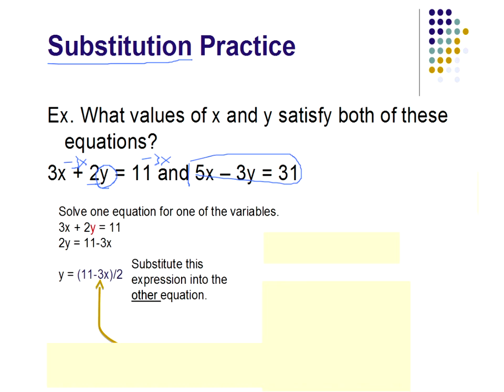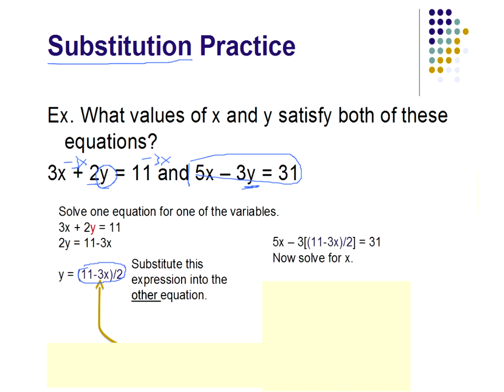You're like a dog chasing your tail there. You're going to get a true statement, but it's going to be like 11 equals 11. Well, yes, that's true, but you didn't help me solve for the variables. I don't know what x and y are. So I'm going to take this and plug it into the other equation. Wherever I see a y in this equation, I'm going to plug in 11 minus 3x divided by 2.